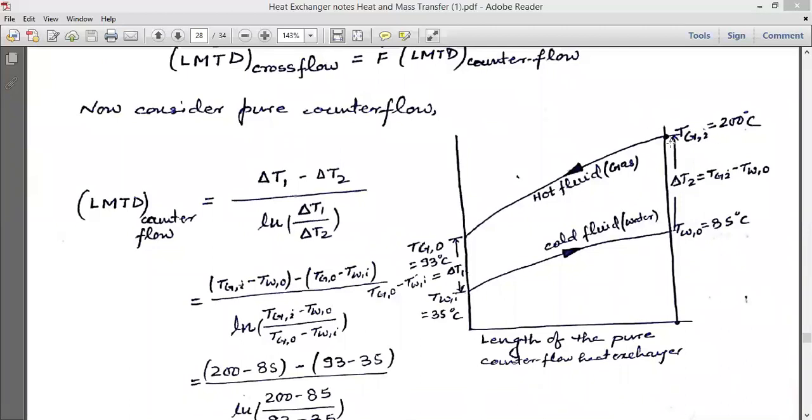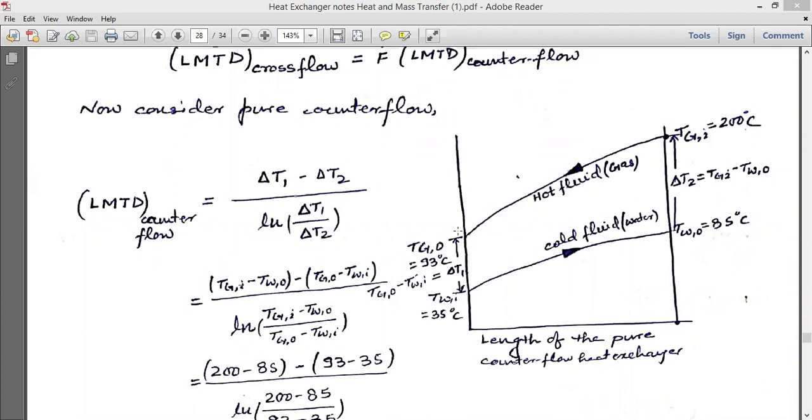What will be the delta T2 at location 2? What will be the temperature difference between hot fluid and cold fluid? So delta T2 will be equal to Tg minus Tw. Now we know the LMTD. Since all the four temperatures are given in the problem, you can easily determine the LMTD for counter flow. So LMTD for the counter flow will be delta T1 minus delta T2 upon ln delta T1 upon delta T2.